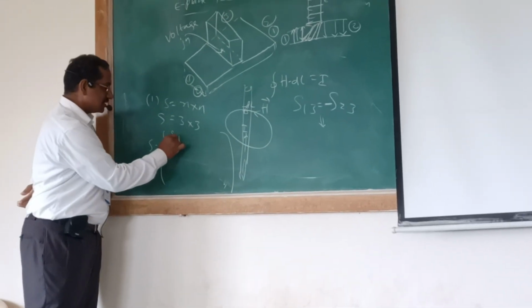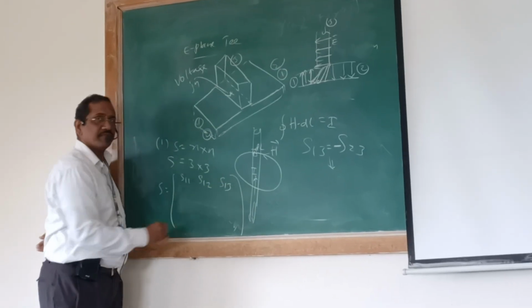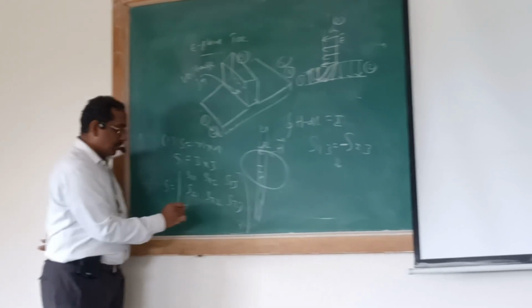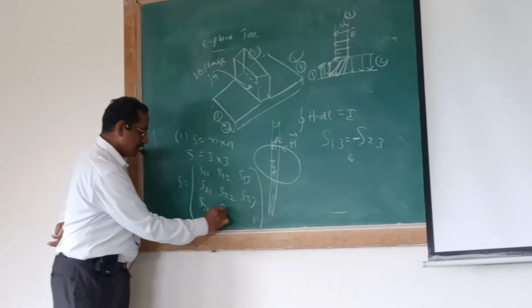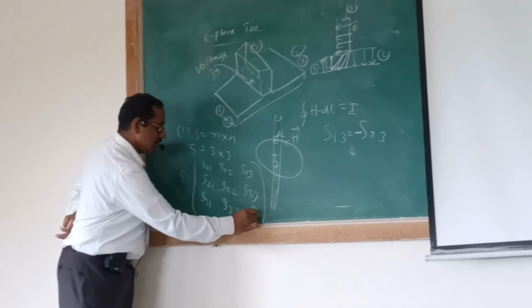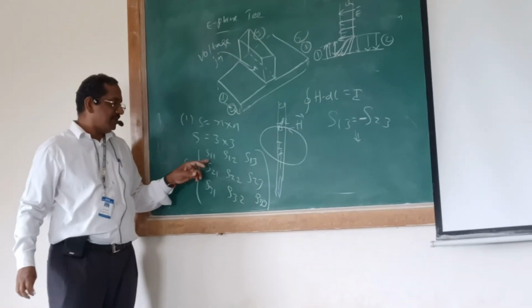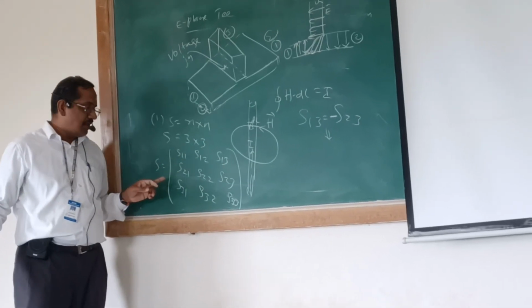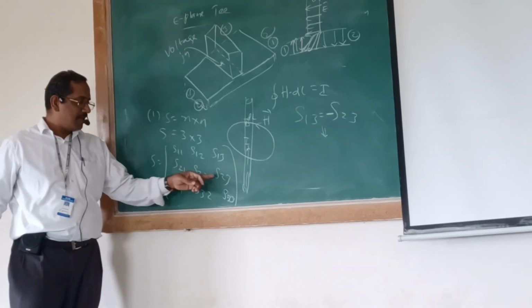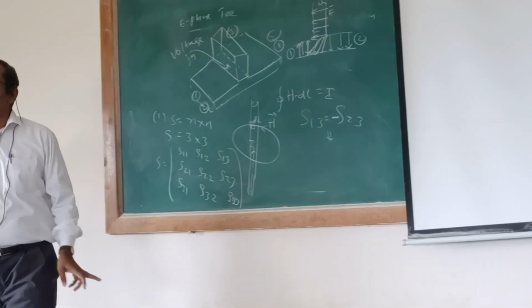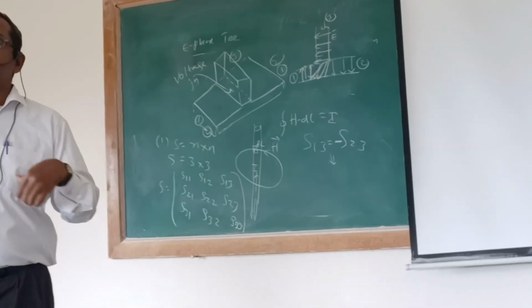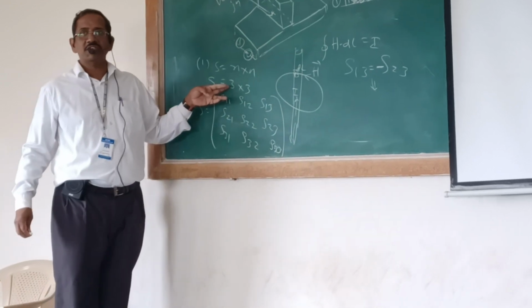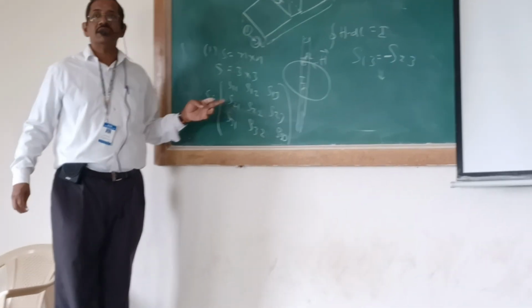Now what is the 3 by 3 matrix? S11, S12, S13. Similarly, S21, S22, S23. Third row, first column, third row, second column, third row, third column. What is the meaning of this suffix? First row, first column, first row, second column, first row, third column. Similarly, second row, first column, second row, second column, second row, third column. Accordingly, I will write the S matrix for all the 3 ports by using the first property called the square matrix property. So always it is going to be a square matrix.